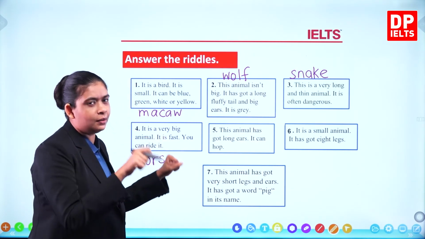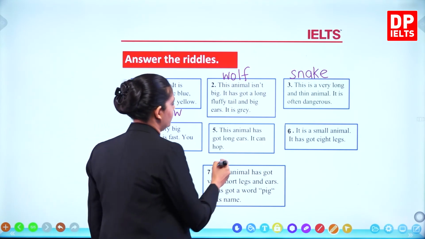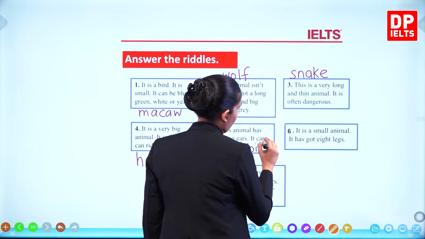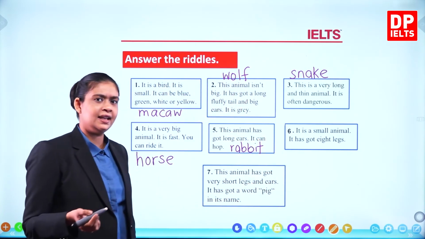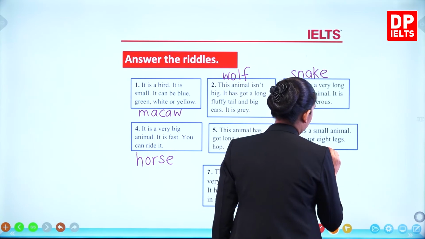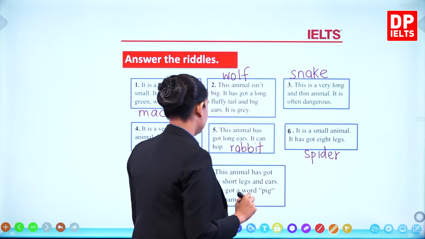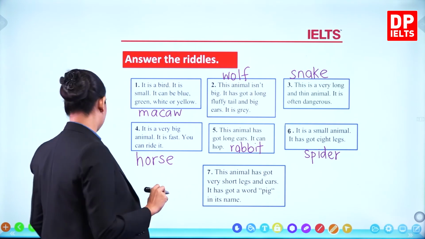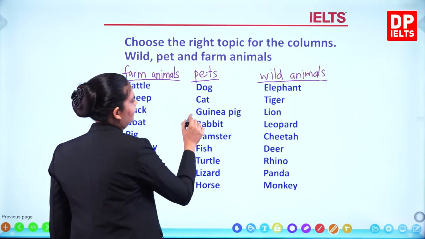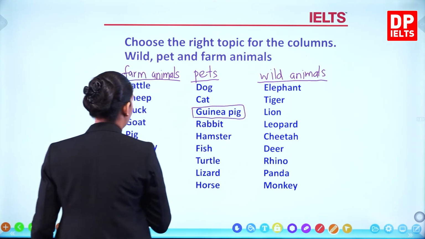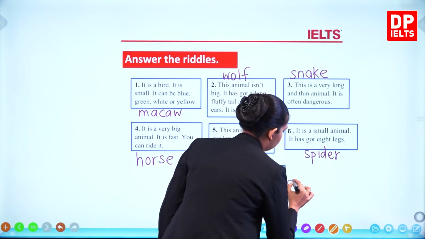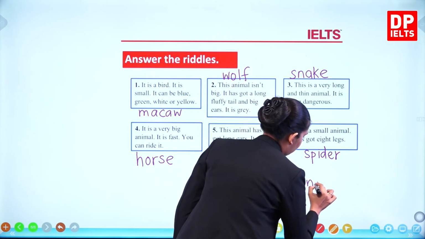This one, the hopping animal. Who is the animal that can hop? We all know since childhood, rabbit. Small animal, 8 legs, who? Spider. This animal has very short legs. We learned that it has pig in its name. Who is that? Here. The guinea pig, right? So we are going to write guinea pig here. Guinea pig.